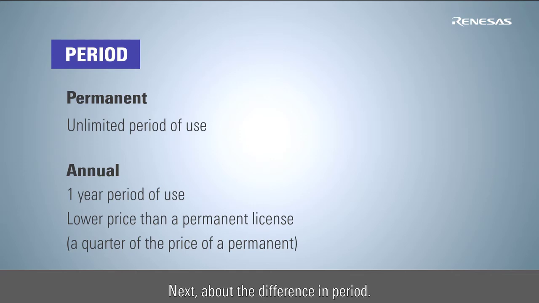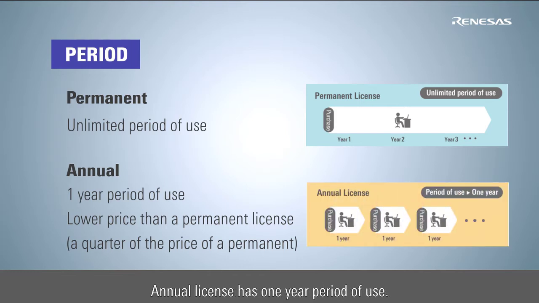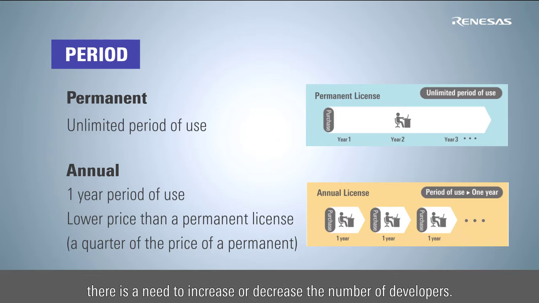Next, about the difference in period. Permanent license has unlimited period of use. Annual license has a 1 year period of use. It costs lower than a permanent license. Annual license gives the flexibility when there is a need to increase or decrease the number of developers.